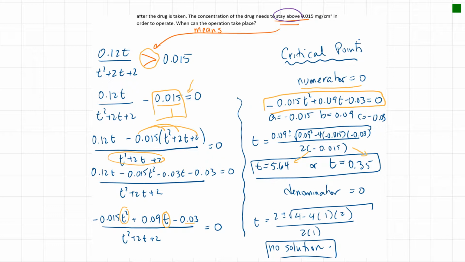Also the second part is where the denominator is 0. So again, I use the quadratic formula for the denominator, where a is 1, b is 2, and c is 2. And what I find is that this is a negative value, so there is no real solution. So I don't have to worry about the denominator being 0. The only 2 critical points are these 2 right here.